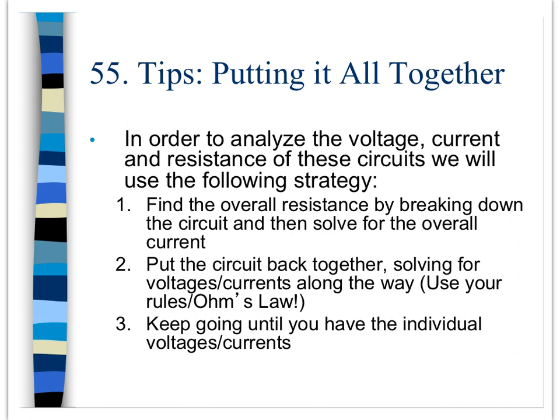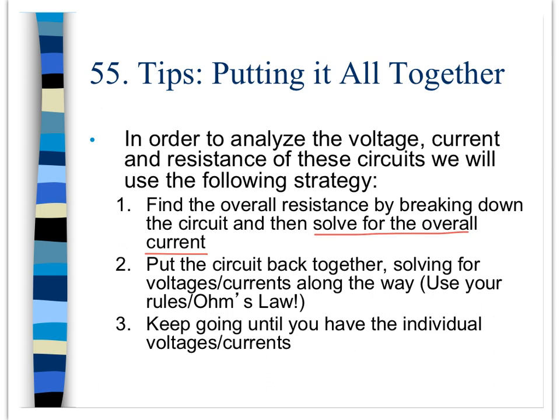So the general strategy here, and again, we're just applying a lot of the things that we already know, but we're first going to find the overall resistance by breaking down the circuit. Again, redrawing it, combining resistors until we have a single resistor. And then we're going to solve for the overall current. Okay, that's going to be a key step there. That's going to allow us then to go back through and solve for the voltage and current for each one.